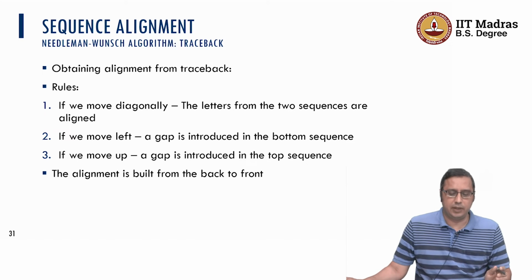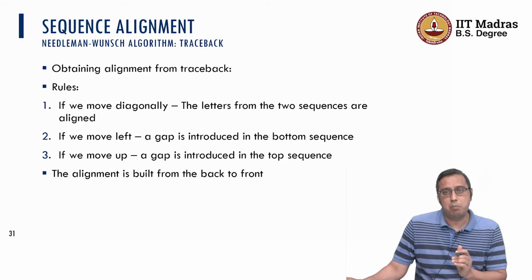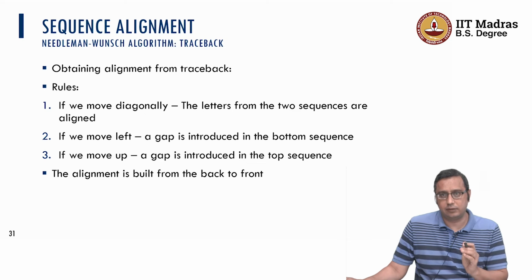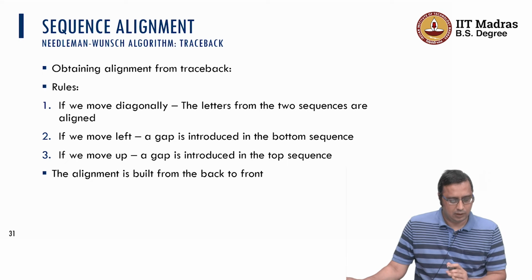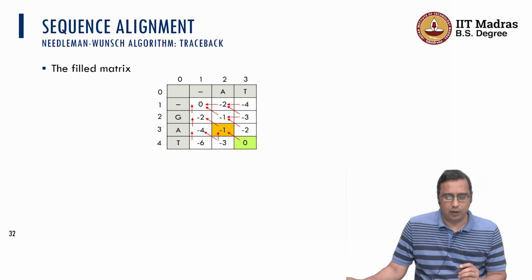And alignment is built from the back to front. So remember, we are going from the bottom cell to the topmost cell. So we are going from the back to the front in case of alignment of the sequences. So let's start and see how we can do it.